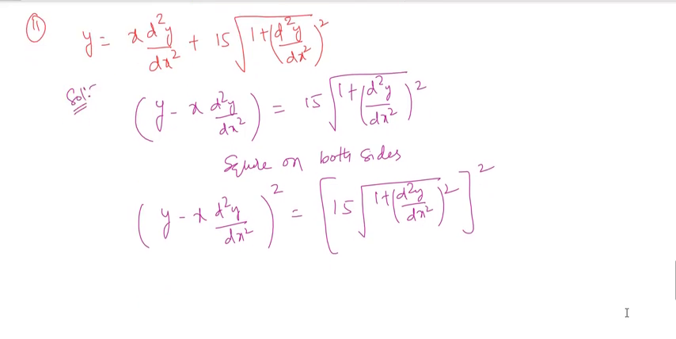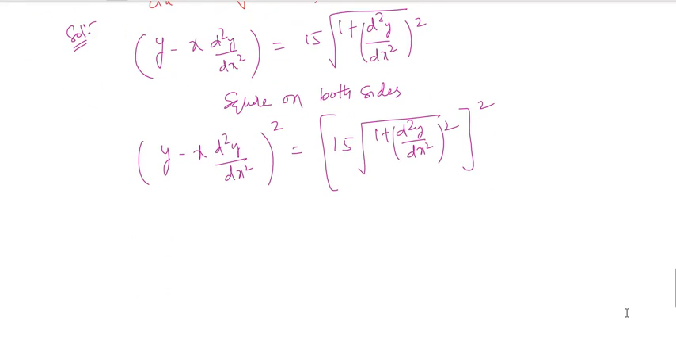So if I do it, that square root will get cancelled. This is (a minus b) whole square, a square plus b square minus 2ab. So if I do that, what will I get here? y square minus 2ab, so 2 into xy d square y by dx square, plus b square, so plus x square d square y by dx square, whole square, which is equivalent to what?